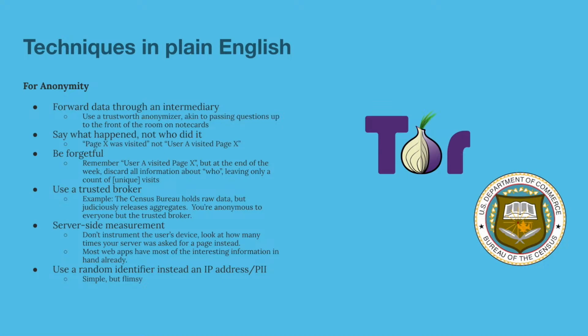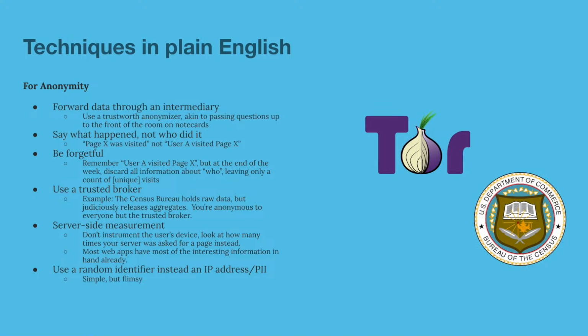Another option is to say what happened and not who did it. We gave that example earlier about WebMD. Sometimes you can't get away from needing to know that the same user did action A and action B, but sometimes you can. So you just say page X was visited, not user A visited page X. The less you collect, the less likely it is to be re-identified later on and used to harm users. You can also be forgetful, right? I might remember today who you are from an hour ago, but I might delete that identifier frequently. So I might be able to see what a user did within the course of a day, but I'm not keeping a lifelong dossier on every page they've ever visited on my site.